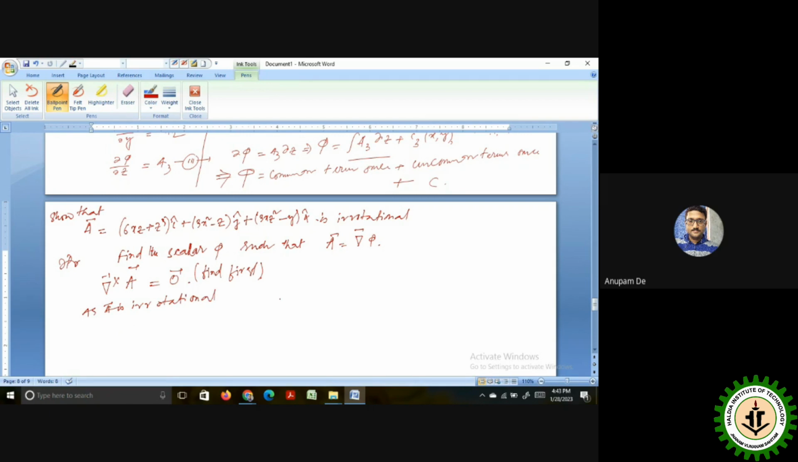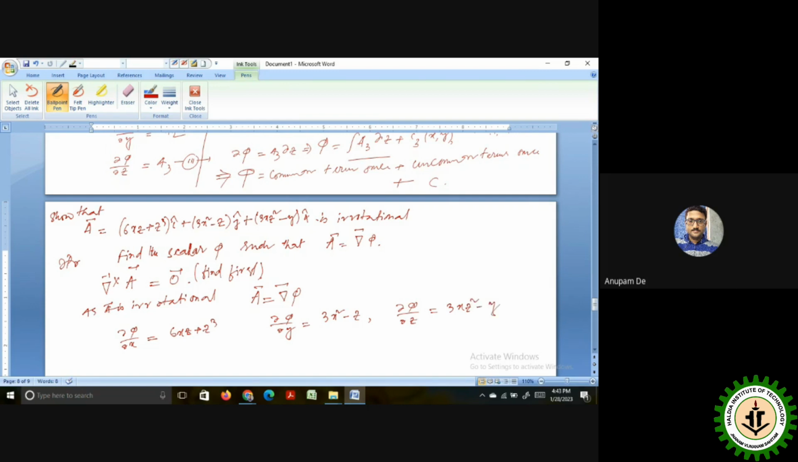So what will happen? A equal to grad phi, so that del phi by del x will be equal to 6xz plus z cube, del phi by del y will be equal to thrice x square minus z, and del phi by del z will be equal to thrice xz square minus y.